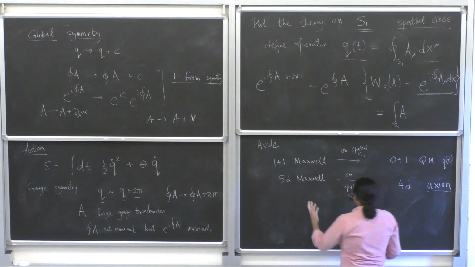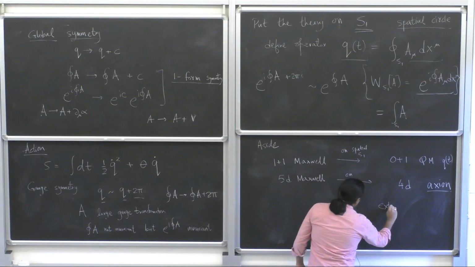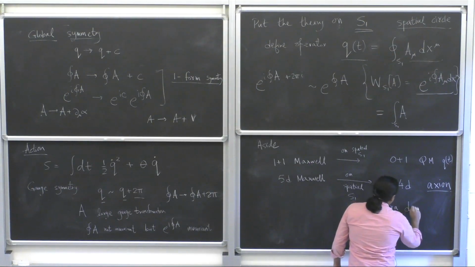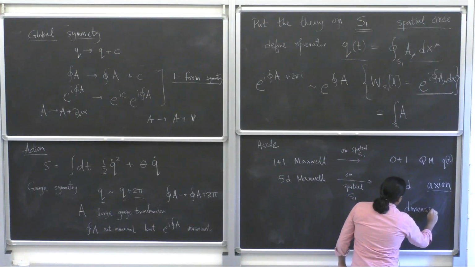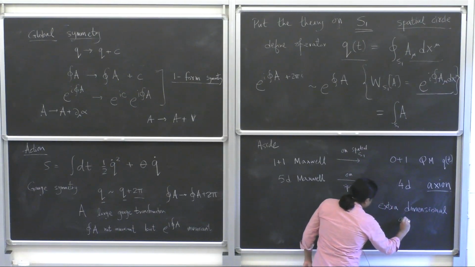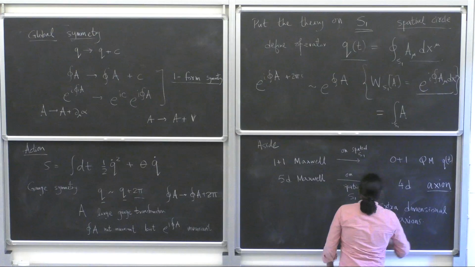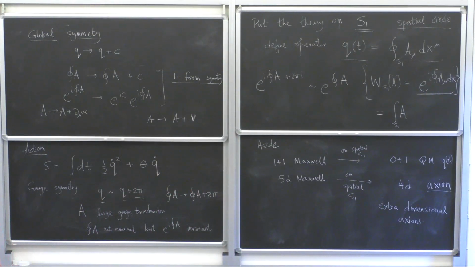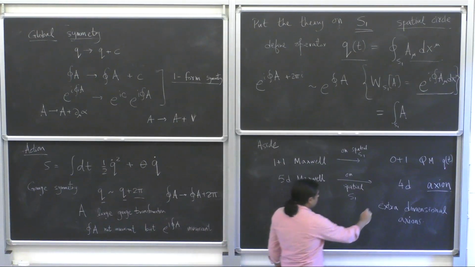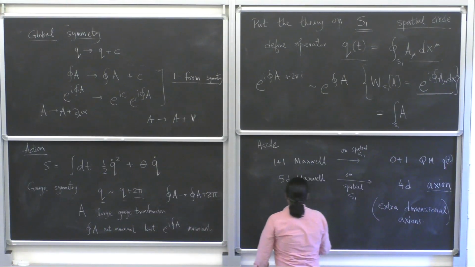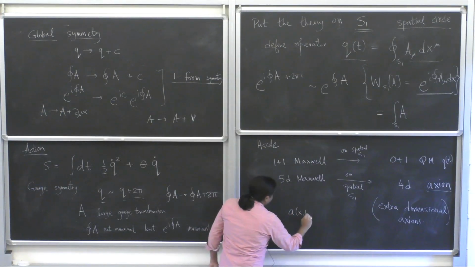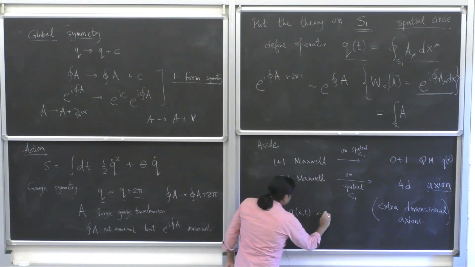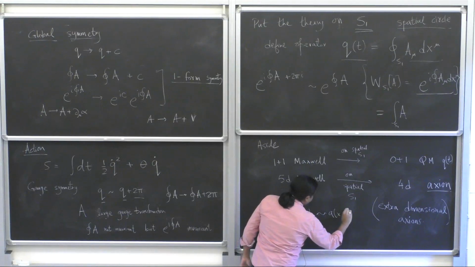So one of the most compelling models that solves the strong CP problem are so-called extra-dimensional axions. And they are a simple generalization, again, of this particle in a circle that we've been studying. They have the same properties. An axion, we'll see, has the same large gauge transformations, and so on and so forth.